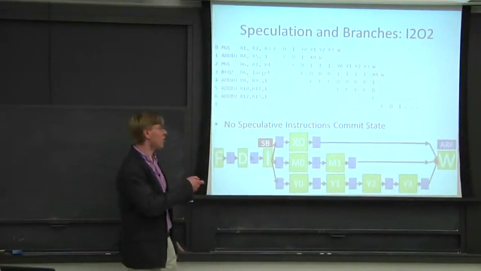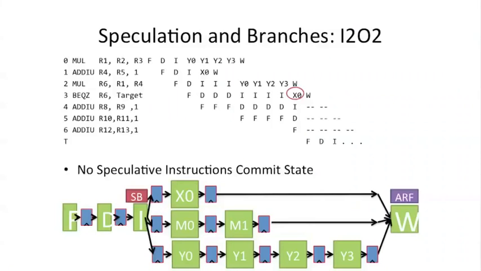And let's say we resolve our branches in X0. So this branch here can just redirect the front of the pipe. It can squash all the subsequent instructions and reset the scoreboard. So life is relatively easy.